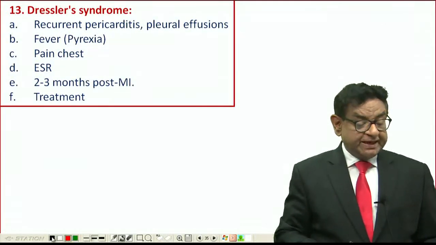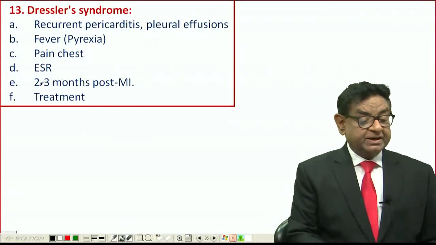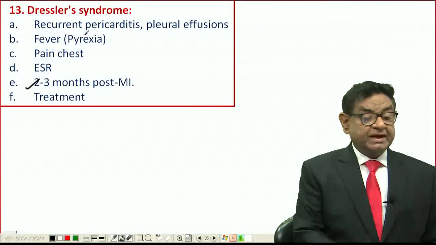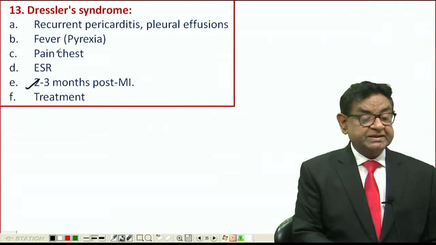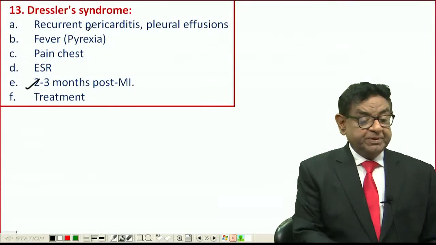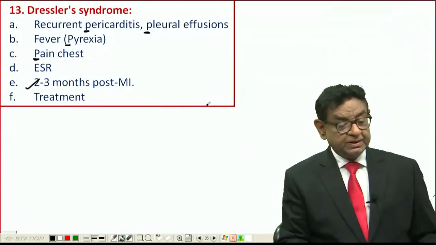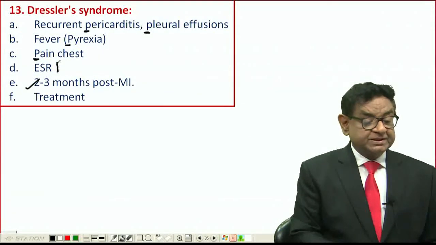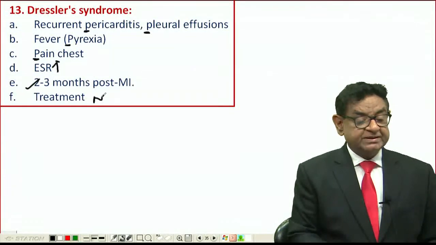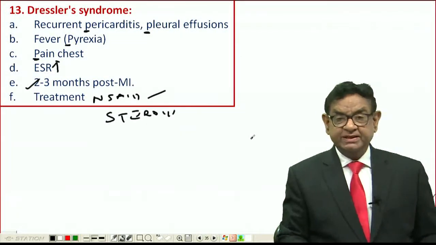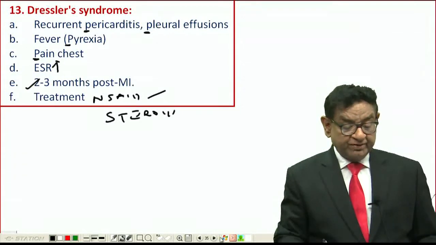Dressler syndrome is a late complication. It occurs 2 to 3 months post MI. The patient has recurrent pericarditis, pleural effusion, pyrexia, and chest pain. And ESR is raised in this condition. Treatment is NSAIDs, and if not controlled, then we can use steroids also. But by and large, NSAIDs work very well in these patients.